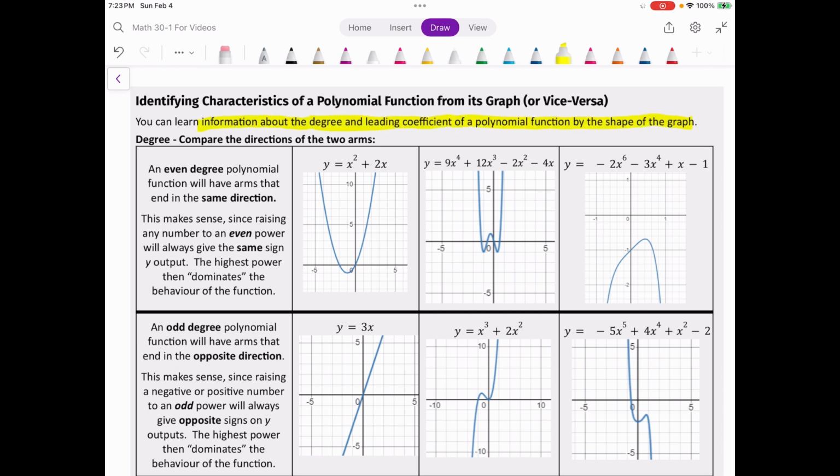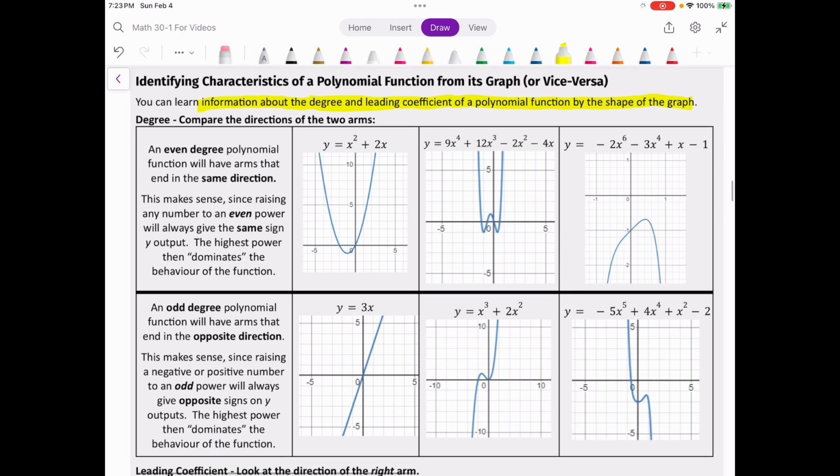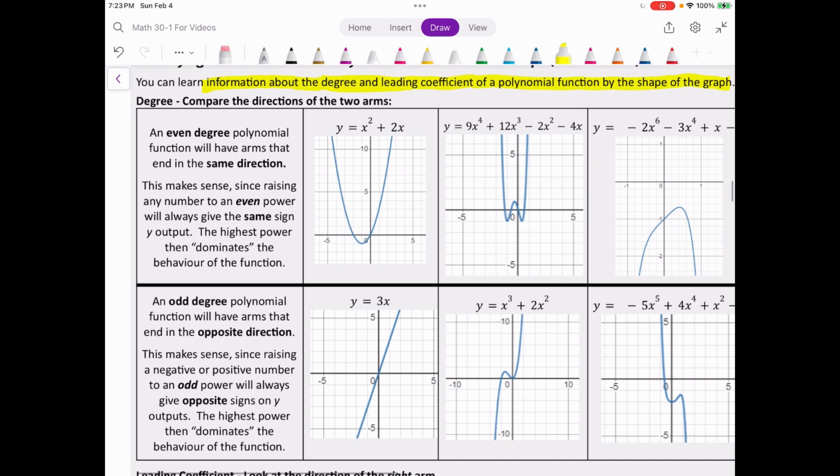This is what we call end behavior. You'll see why, because it's about what the graph is doing at its ends. It's two ending arms as x goes off to negative infinity or positive infinity. Okay, so for degree, we can tell about the degree of a polynomial function by looking at the directions of both arms, comparing the directions of the two arms.